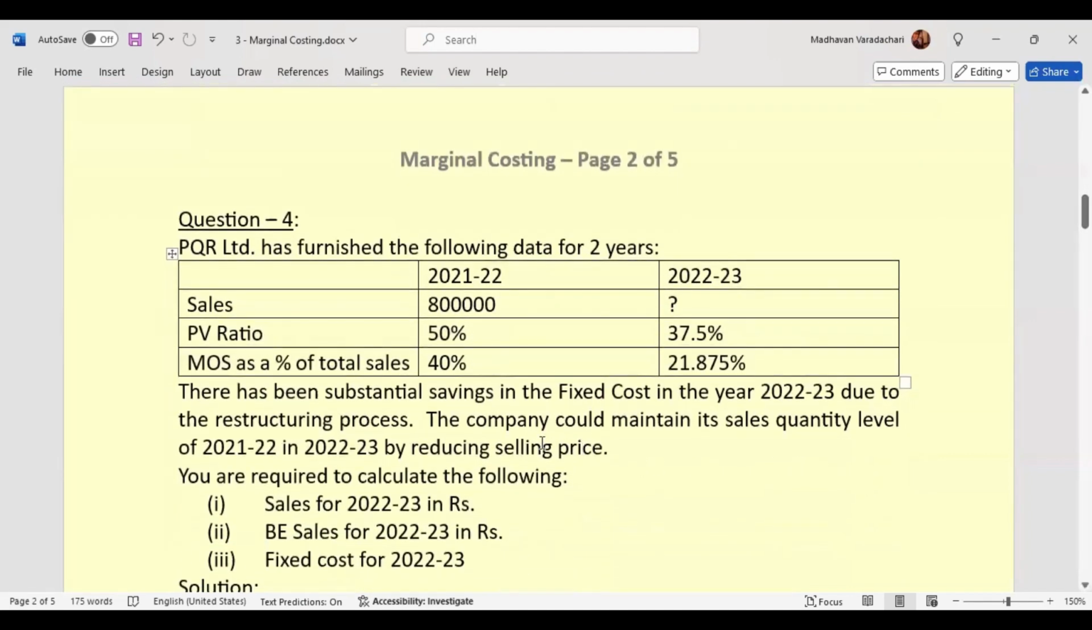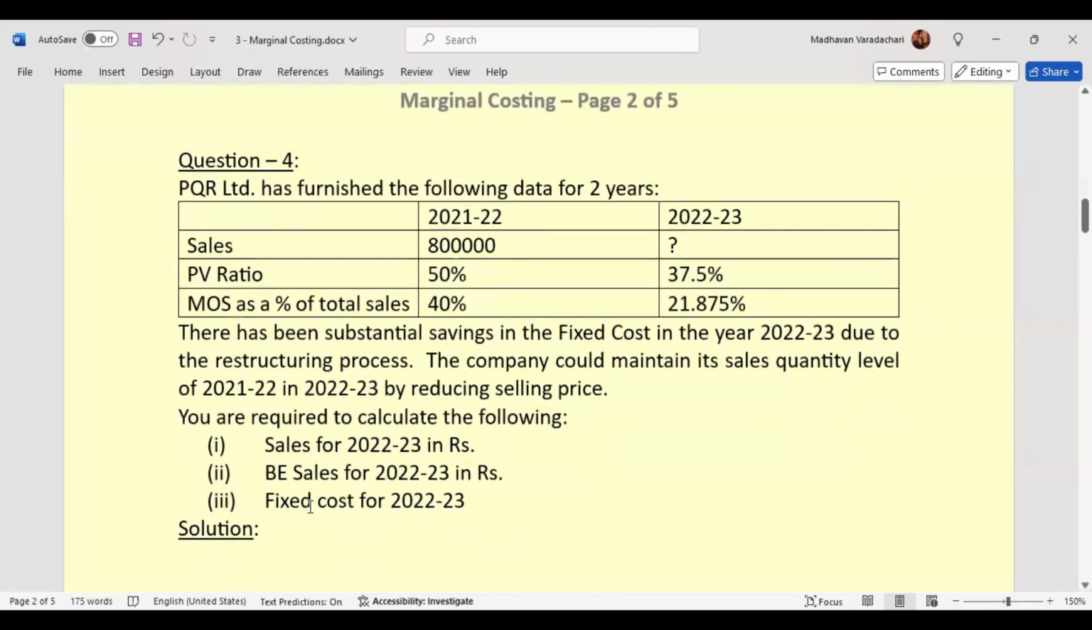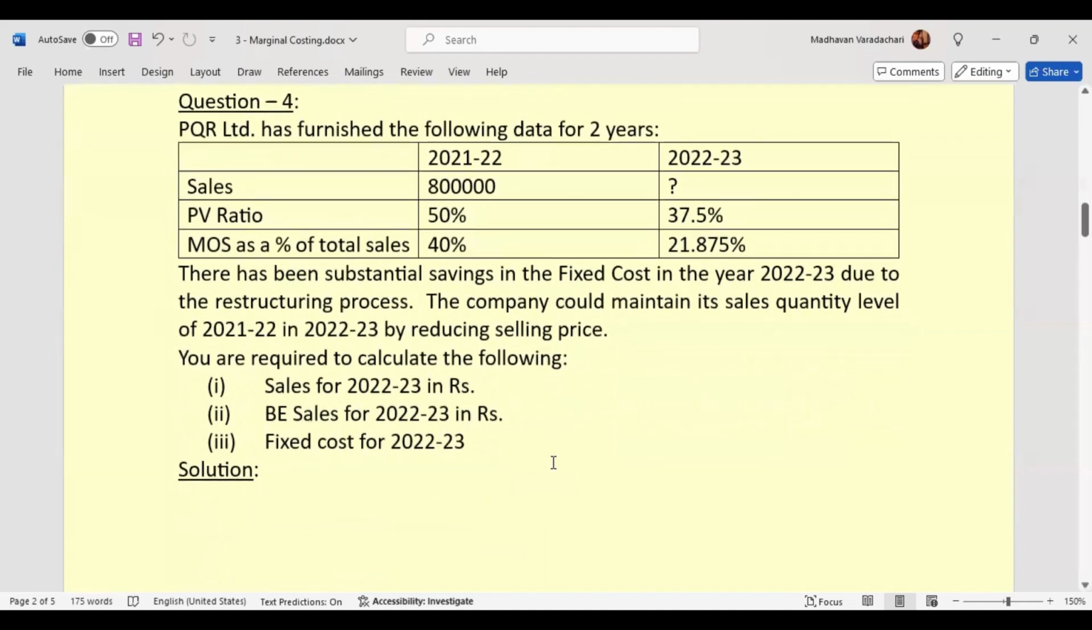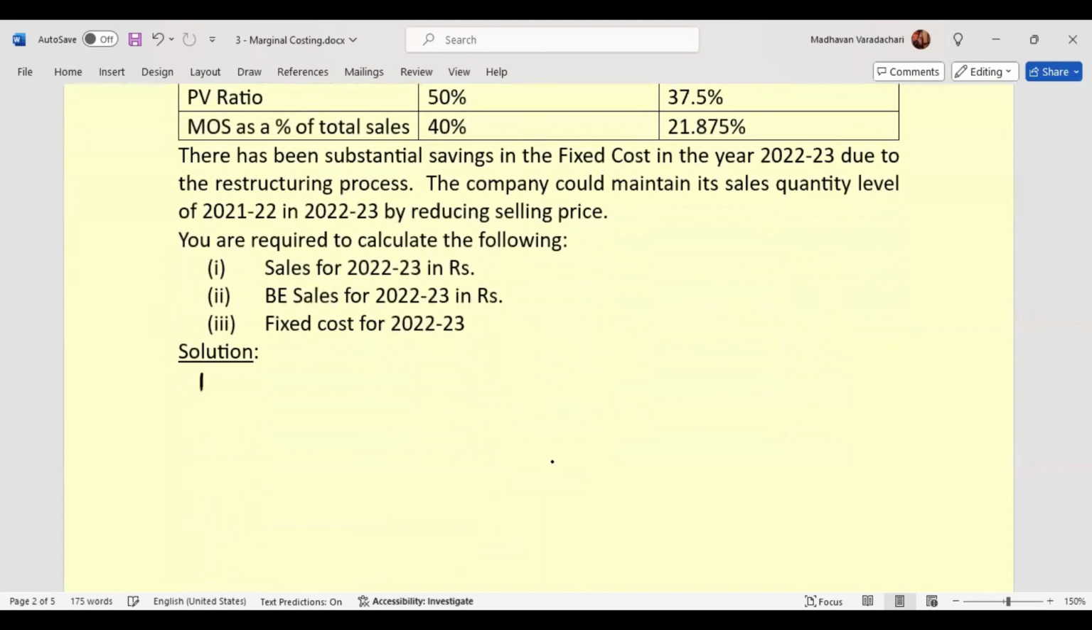There has been substantial savings in the fixed cost in the year 2022-23 due to the restructuring process. The company could maintain its sales quantity level of 2021-22 in 2022-23 by reducing selling price. You are required to calculate the sales for the year 2022-23 in rupees, which is asked here as a question mark. Then break-even sales for 2022-23 in rupees, and fixed cost for 2022-23. So these are the three things asked. Now let's start.